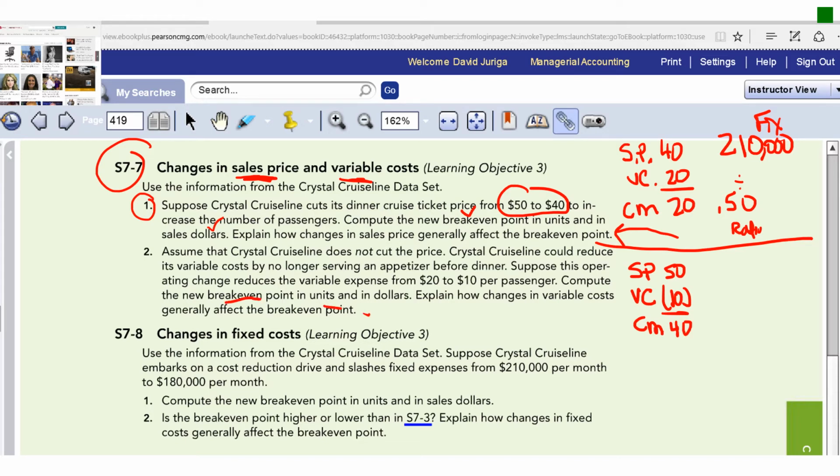But notice you got a different contribution margin per unit. In this case, it'd be 40. And of course, the ratio is 40 out of 50. That would give you 80%. We'll do the same calculations. But notice how, using sensitivity analysis, anytime you change either the sales price or the variable cost, anytime contribution margin per unit changes, that's going to change your break-even point.